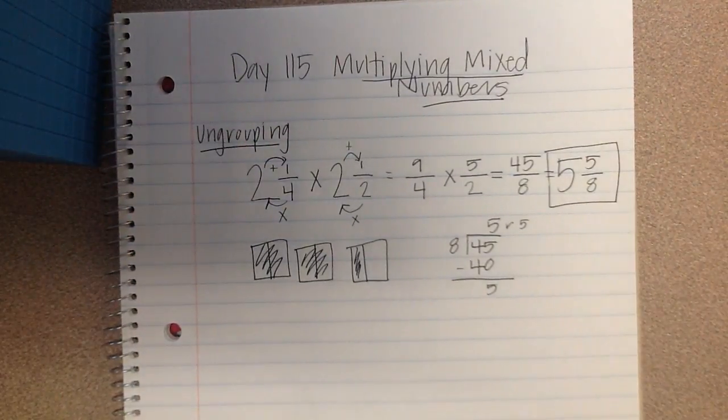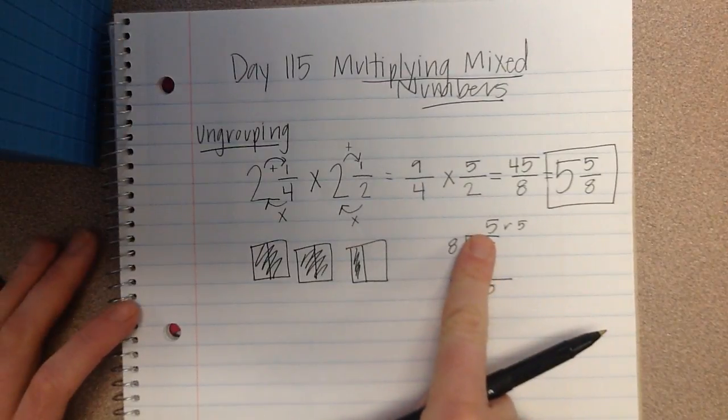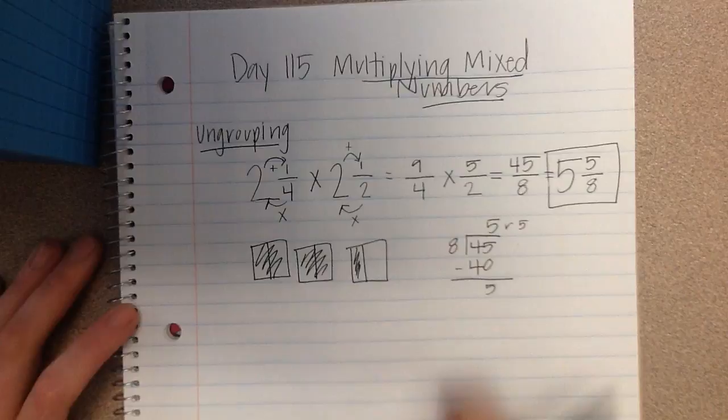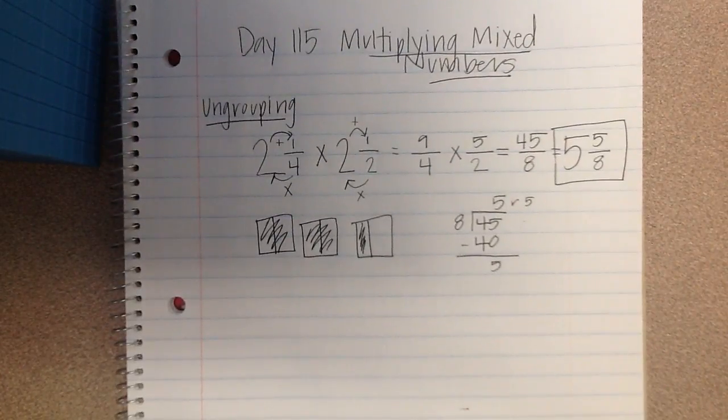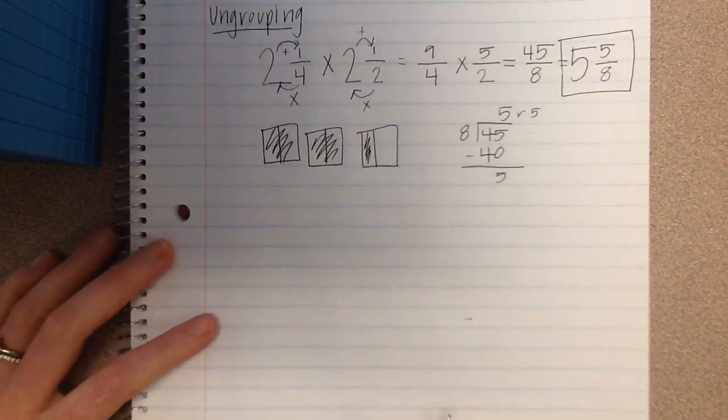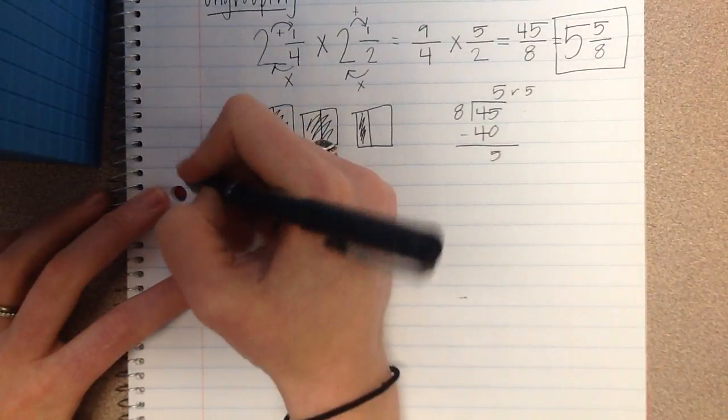All I did is, this is my whole number, this is my remainder, and this is my denominator. Okay, that's the ungrouping method. I'd say it's probably the easiest. If you want to do a method where you're just going to learn it, do it, and not really care why, that would be a good method. Okay, the next method is going to be area.